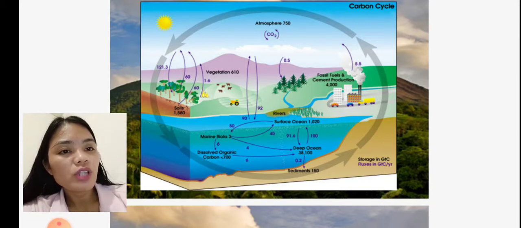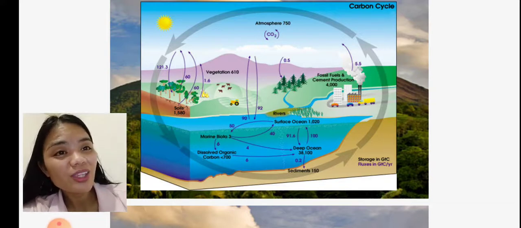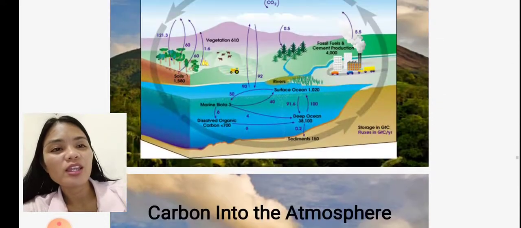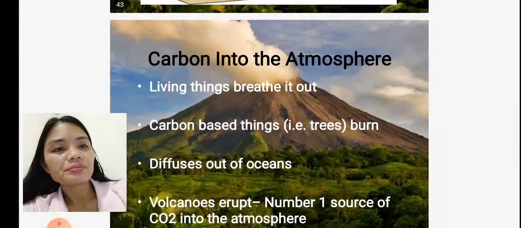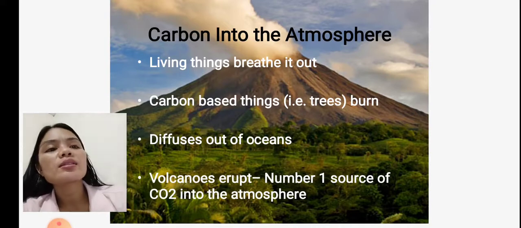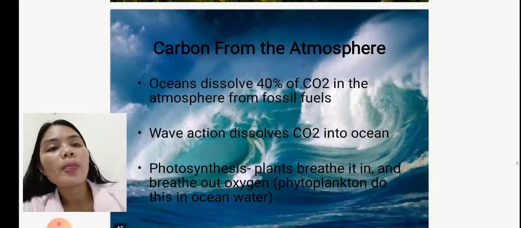So, ikot-ikot lang yung dissolved organic carbon become sediments, aakyat ulit sa taas, sasama dun sa evaporation process naman ng water cycle, pupunta sa atmosphere, down. Balik-balik lang, carbon cycle. Next, carbon into the atmosphere. Living things breathe it out. Carbon-based things, example like trees, burn. Diffuses out of oceans, and volcanoes erupt, number one source of carbon dioxide into the atmosphere. So, yun yung mga sources ng carbon into the atmosphere.